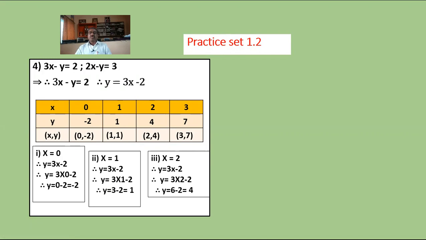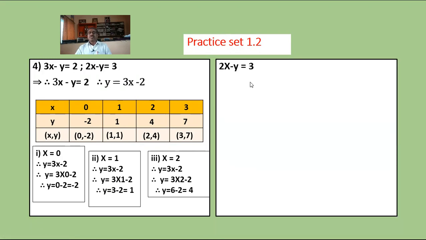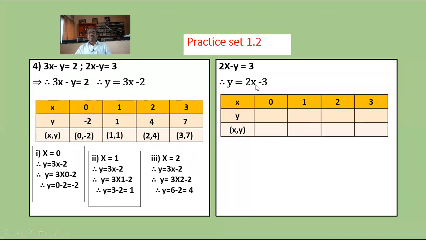Similarly, to determine the coordinate points for the second equation, 2x minus y is equal to 3, we can write this equation in the form y is equal to 2x minus 3. The minus y goes to the RHS side, so we get plus, and the 3 goes to the LHS side, so we get minus. Therefore, y is equal to 2x minus 3. If we consider the values of x equal to 0, 1, 2, 3, then we get the values of y.